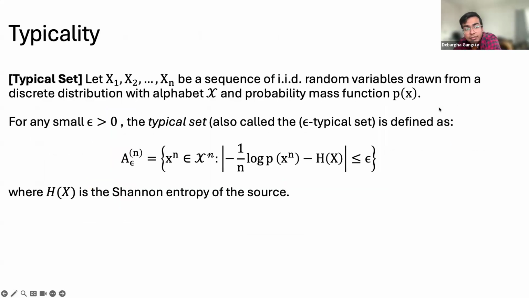The second theorem that we want to discuss is the concept of typicality, which is very common in information theory. In very simple terms, what typicality means is that a typical set is a set of sequences whose empirical probability is close to the theoretical entropy of the source.